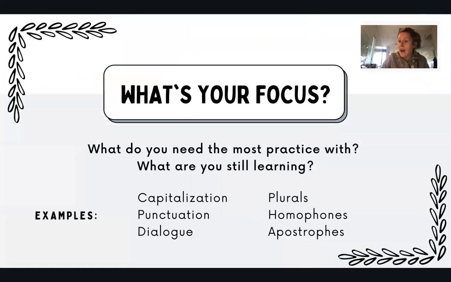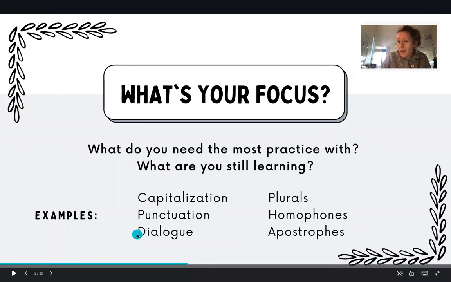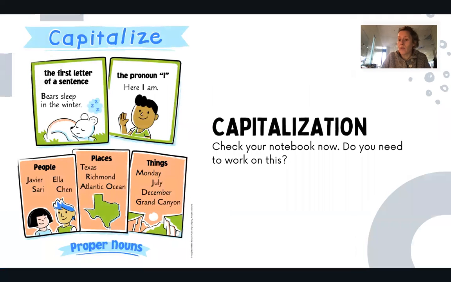All right. Now that we've touched on capitalization, the 2 tools everyone will use, you want to choose your focus. So what do you need the most practice with? What are you still learning? If you're still focusing on capitalization and punctuation, that's great. Maybe that's your focus. If you're already strong with these areas, maybe you have a lot of dialogue, a lot of speaking in your story, that might be your focus. If you're strong in all these areas, maybe you want to focus on plurals or homophones or apostrophes. So let's look at those tools so you can decide right now, what is your focus going to be?